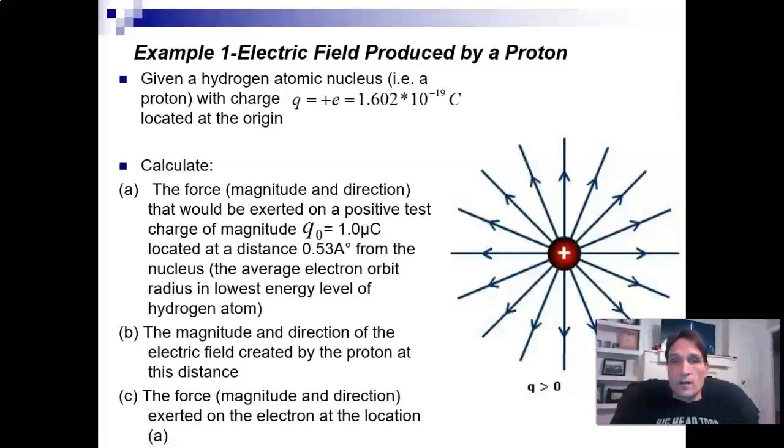So what happens if I stick an electron at this location? Okay, well, the electric field's in the positive direction because the electric field by definition is the force on a positive probe charge. If I stick an electron here, the electron will be attracted. So the magnitude of the force is the same, but the force would be toward the proton. Okay, so the force produced on a negative charged particle in this electric field is opposite the direction of the field.